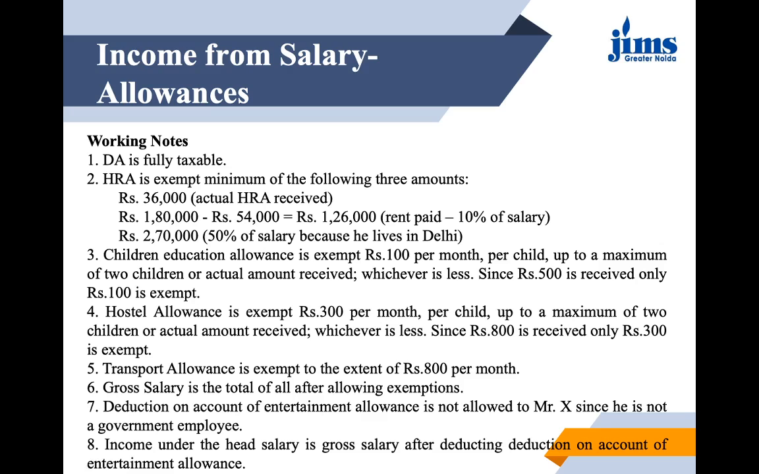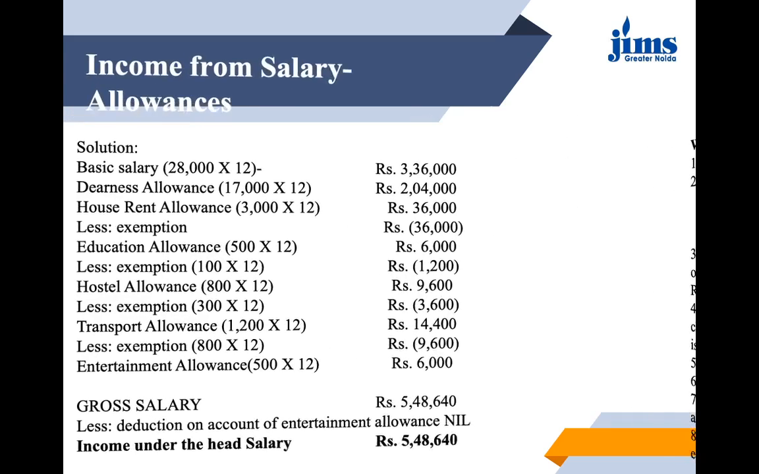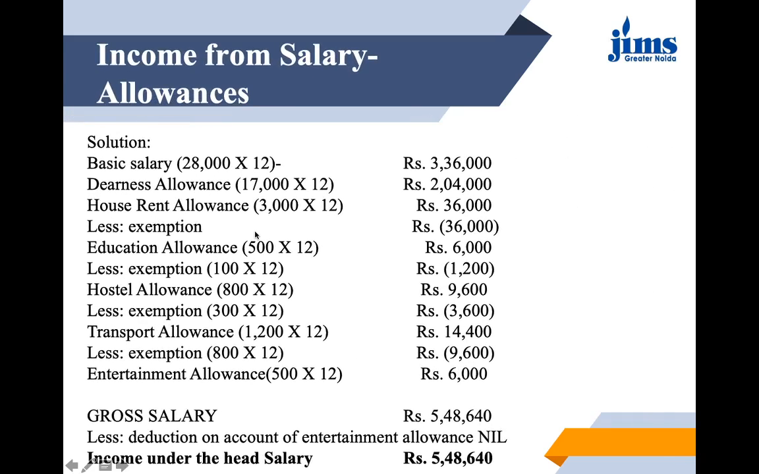Else, if it is not a metropolitan city, it is 40%. So as it is a metropolitan city, Delhi, it would be 50% only, 2,70,000. And these second and third amounts are too high, 1,26,000 and 2,70,000. So as exemption, we will be considering this 36,000 only as exemption. So you may see that I have marked exemption as 36,000 in brackets.